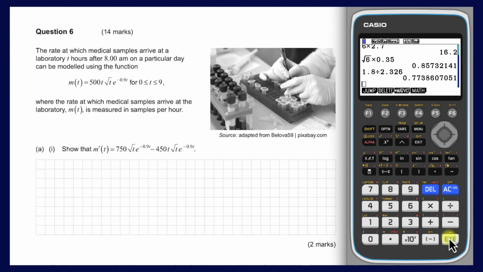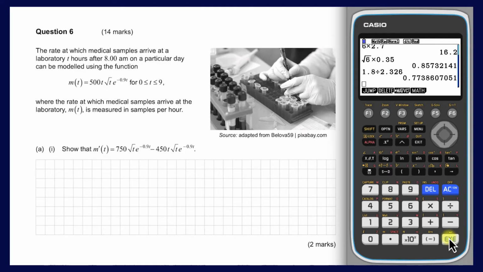Brings me to question 6, which is the last question of this booklet. This is a question where we're doing a processing of medical samples in a laboratory. The arrival rate of these samples is given by this function m of t equals 500 t root t e to the negative 0.9 t. And first of all, we're asked for a function m dashed, which is the derivative of this rate function.